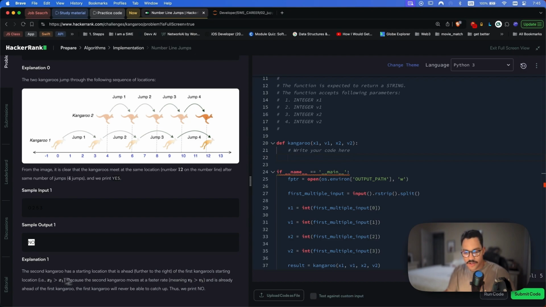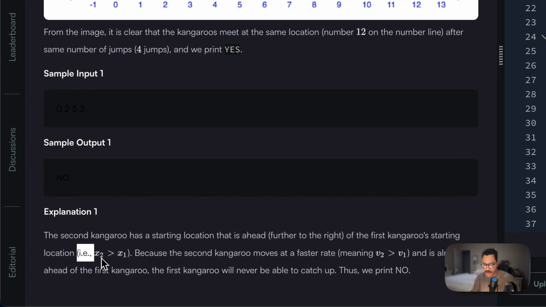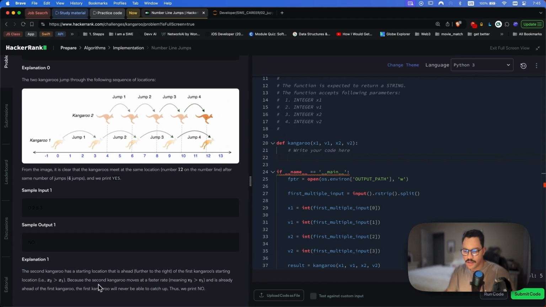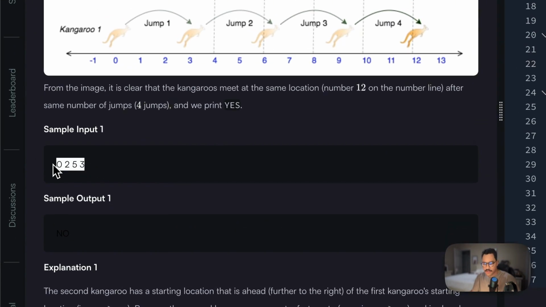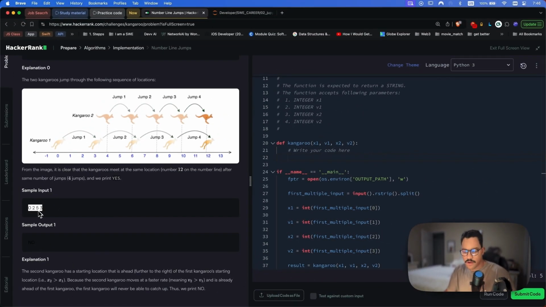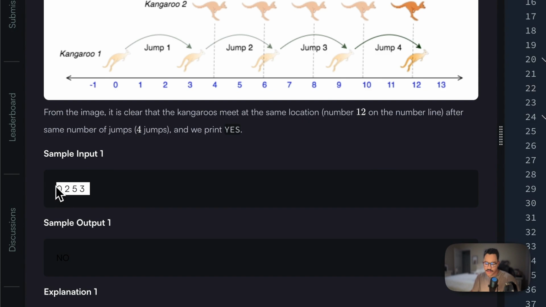Of the first kangaroo's starting location, which means the location of the second kangaroo is greater than the location of the first kangaroo, because the second kangaroo moves at a faster rate and is already ahead of the first kangaroo. Obviously, they will never meet, because the first kangaroo started at 0, the second one at 5, 2 and 3. Yeah, they will never catch up, because this one is just a winner kangaroo.